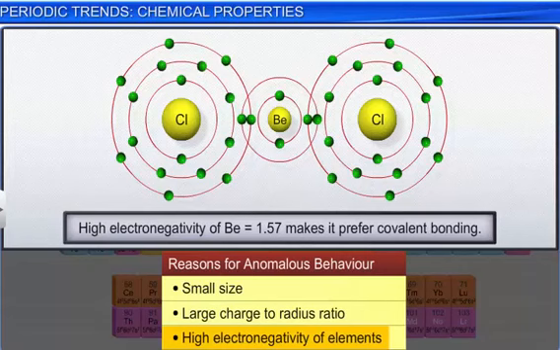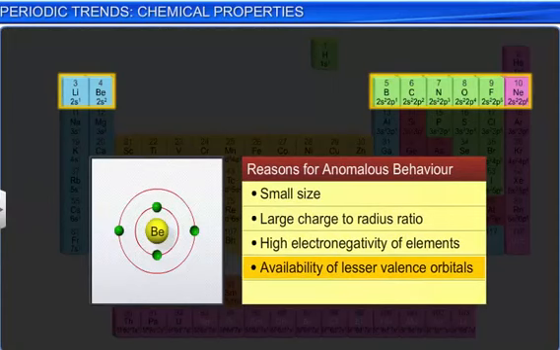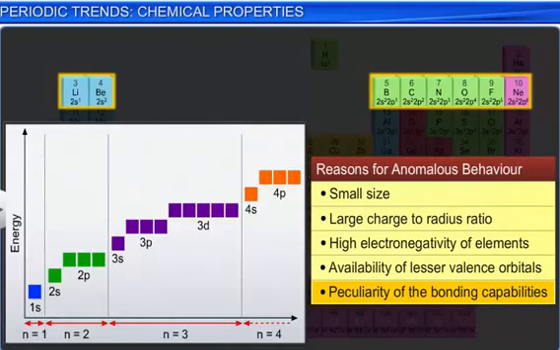In addition to the previous reasons, the availability of lesser valence orbitals and the peculiarity of the bonding capabilities of second period elements also contribute to their anomalous behavior. The first member of each group has only 4 valence orbitals, 1 2s and 3 2p orbitals available for bonding. Whereas the second member of the groups have 9 valence orbitals, 1 3s, 3 3p and 5 3d orbitals.